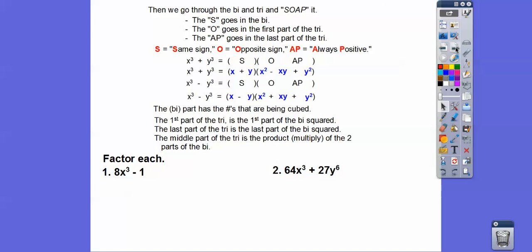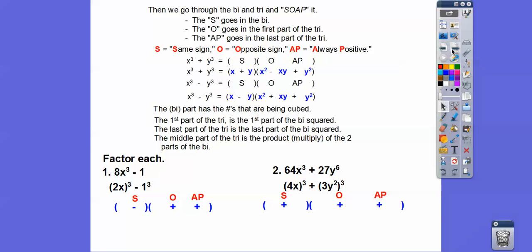All right, let's try that with this guy right here. Okay, so we need to recognize this is a cube, 2x cubed. This is 1 cubed. Here this is 4x quantity cubed. Here this is 3y squared quantity cubed, okay? All right, so remember powers to powers, you multiply them. So this one's a little tricky. You got to see that y squared cubed is y to the 6th right there, and 3 cubed is 27. Okay, so bi times tri on both of those right there. Bi times tri, and soap it. So same sign, opposite sign, always positive.